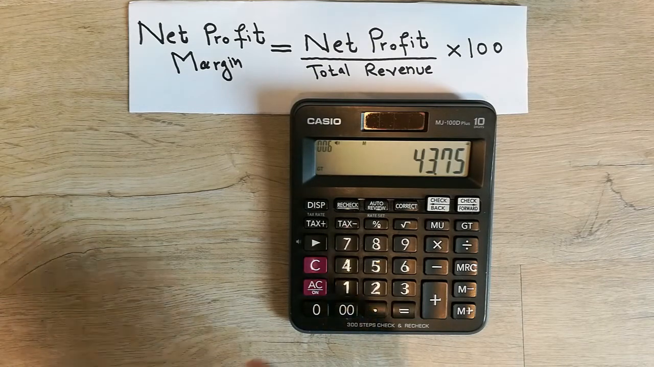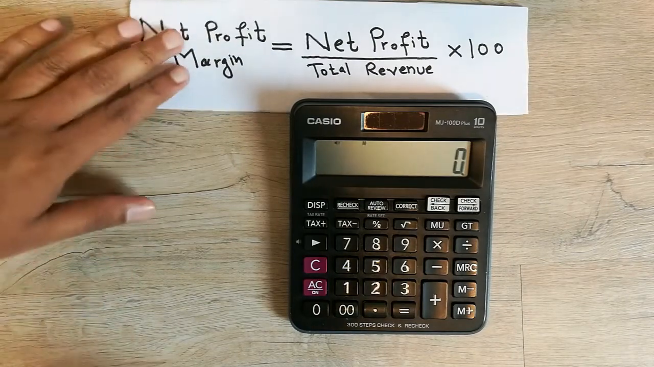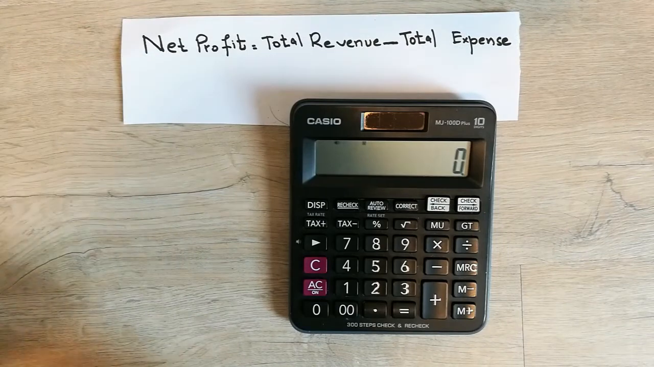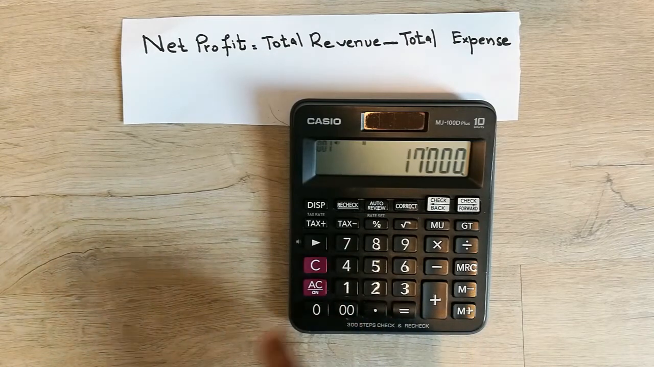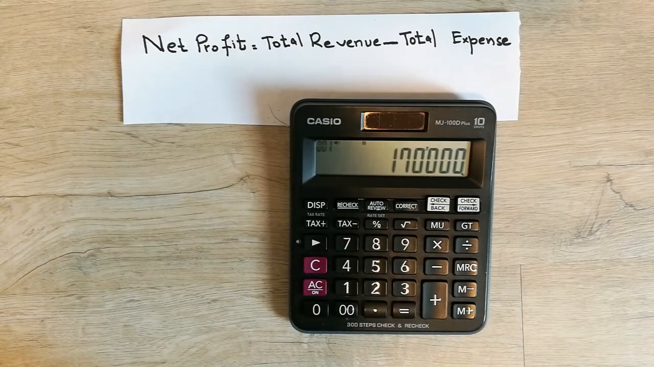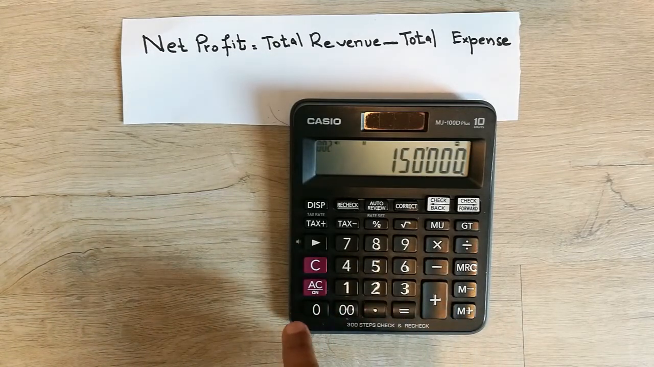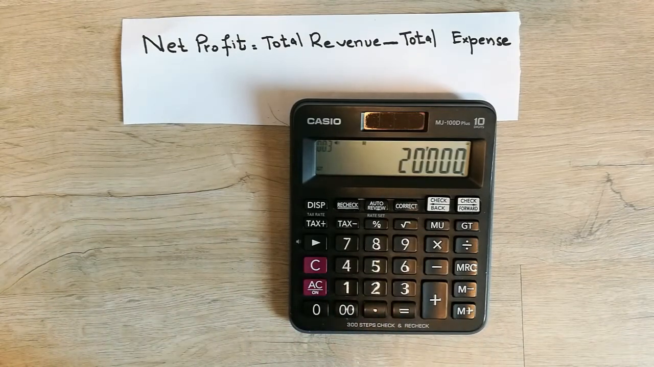I will show you one more example to make it clear for you, with the formula. The first formula is here: net profit equals total revenue minus total expense. Let's say we have total revenue of 170,000, and this time our expense is 150,000. So here is our answer: 20,000 is our net profit.